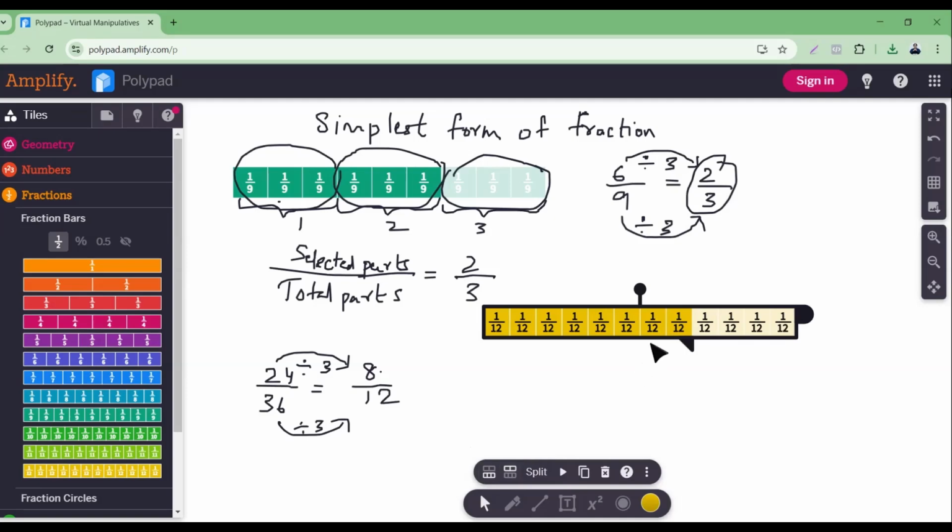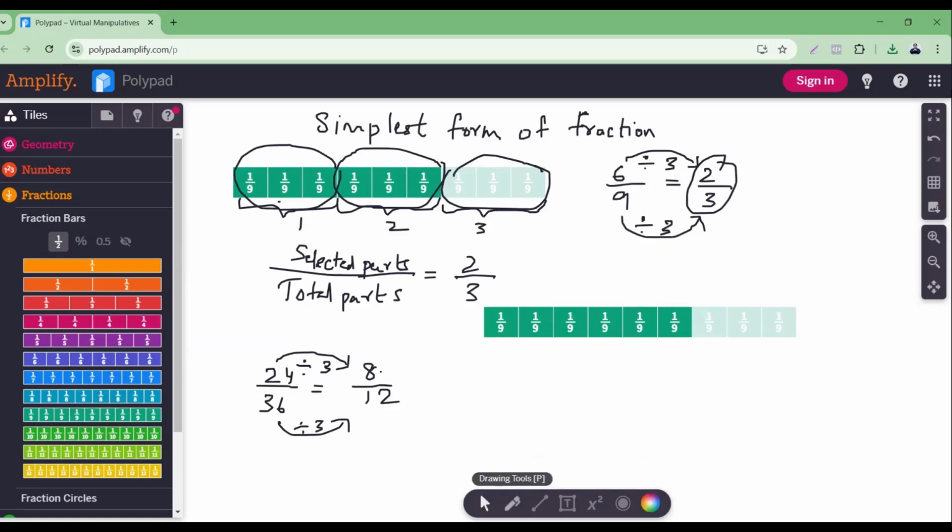How can I do it? I'm just going to change the same thing. I am going to make it like this. This shows me that it can be further simplified as what? 1, 2, 3, 4, 5, 6. 6/9. Oh, I can make this 6/9 also. Now can I do further simplification of this?